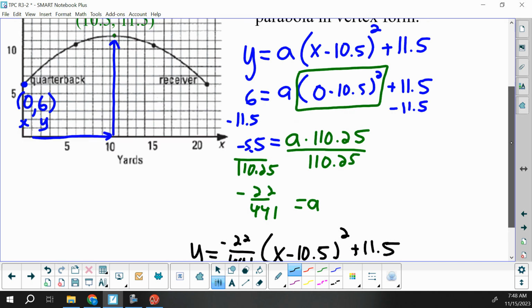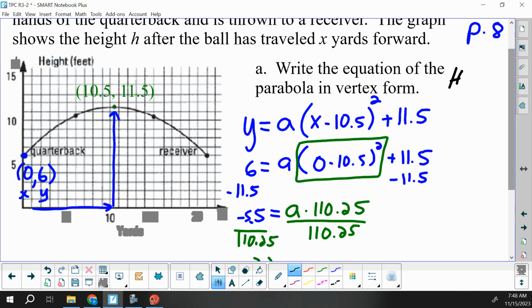Now this problem will help you with homework question 3. The only difference on homework question 3 is they just tell us the points, the vertex and the other point in the question. It doesn't give you a graph where you have to pick it out. But if you have trouble on homework question 3, this question on the top of page 8 would be a good spot to look back at.